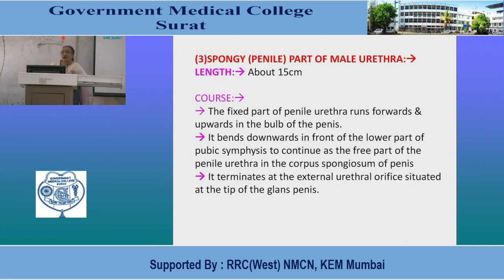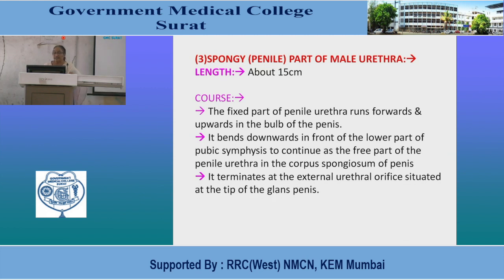Now the third part, the last part of the male urethra, is called the spongy part or the penile part of the male urethra, about 15 cm long, and that is the longest of the entire length of the male urethra. Its course: the fixed part of the penile urethra runs forwards and upwards in the bulb of the penis. It bends downwards, as we have seen in the previous diagram, in front of the lower part of the pubic symphysis to continue as the free part of the penile urethra in the corpus spongiosum of the penis.